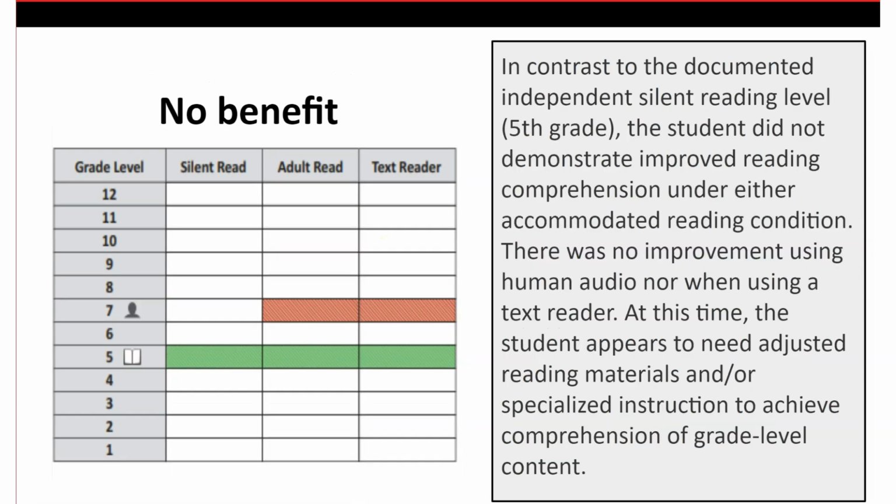In our last example, we have a 7th grade student who is able to independently read at a 5th grade level. But unfortunately, there was no improvement or no benefit when providing an adult read-aloud accommodation or a text-to-speech or text reader accommodation. When considering special factors for the IEP, modifiers to a goal, or accommodations, the data does not support the use of text-to-speech as a way to enable access to accessible instructional materials or the student's FAPE. The CSE should consider adjusting reading materials and/or provide specialized instruction to achieve comprehension of grade-level content.